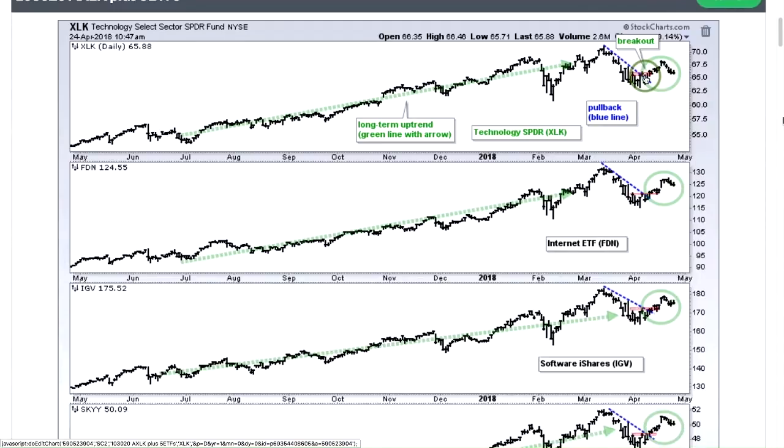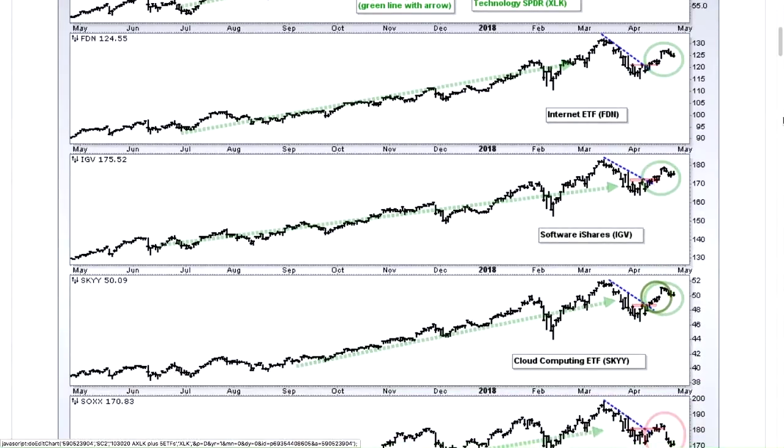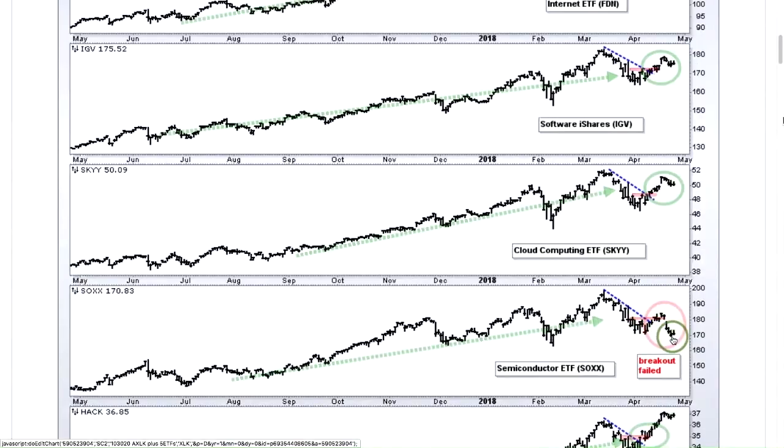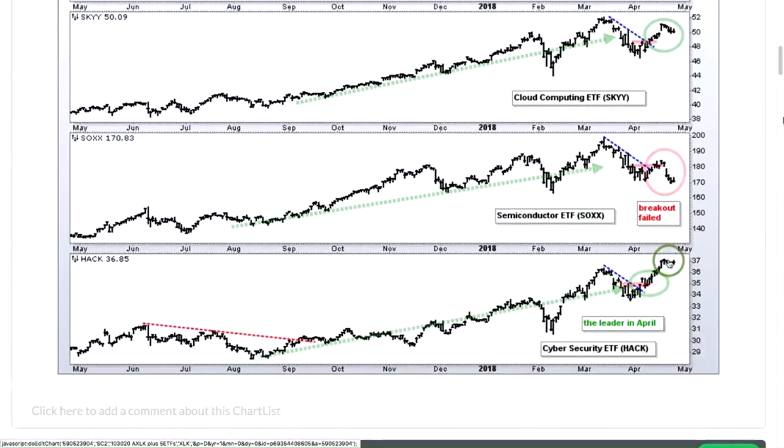You had breakouts here in the technology SPDR, in the internet ETF, FDN, in the software ETF, IGV, in the cloud computing ETF, and in the semiconductor ETF, but it has failed. All right. And the other ones I just showed you, their breakouts have not failed. Okay. Semiconductors, definitely the weakest of the 5 industry groups here. So stay away from them. There are better places to be. And HACK is the strongest of all right now.